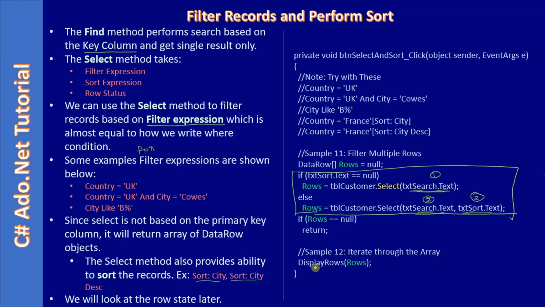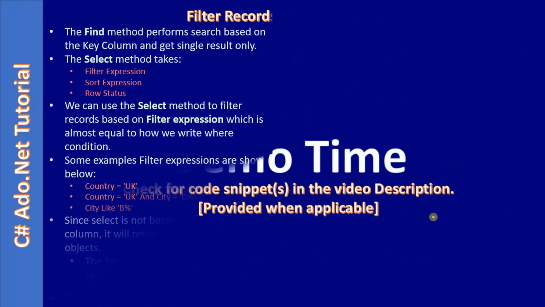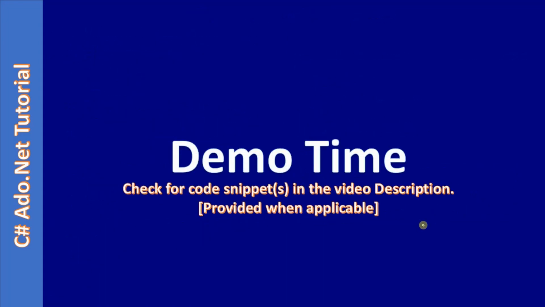Otherwise, this time we are calling DisplayRows, right? The plural form of it. We know that DisplayRows will iterate through each row, and it will in turn make a call to the DisplayRow method to display the single row. Alright, now let's go to the demo and see how this is working.